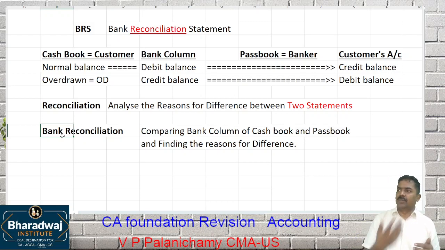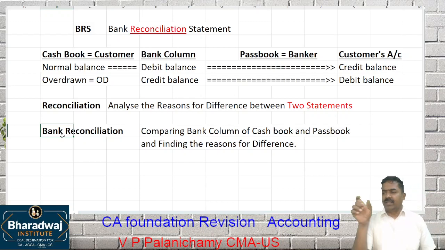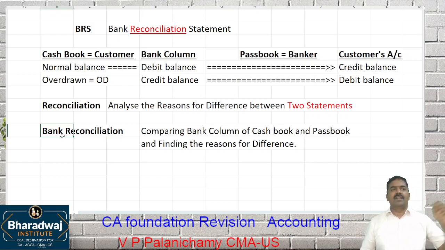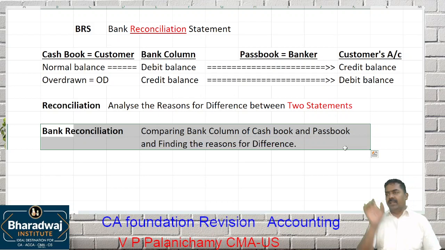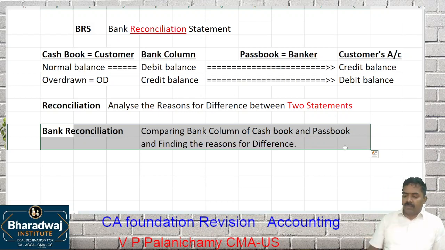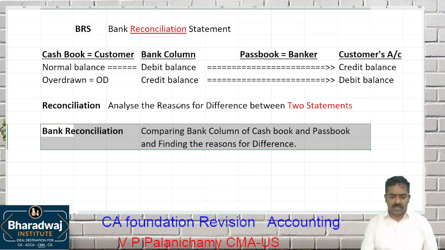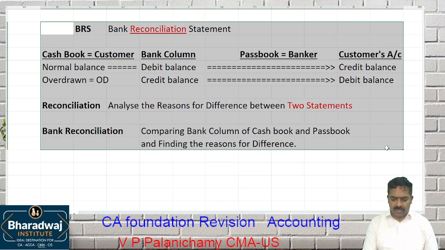It may be dishonored or bounced, or it is said to be collected. Signature may be different. We deposited 10,000, but the banker entered only 9,000. It's an error done by the banker. Go and rectify. Or really we paid only 1,000. Let us rectify. Like that, we will do it. Clear? So bank reconciliation is comparing your which column? Bank column of cash book and which one? Passbook, and finding the reason for difference. We call it as which one? Bank reconciliation. Please note this, then we will continue.